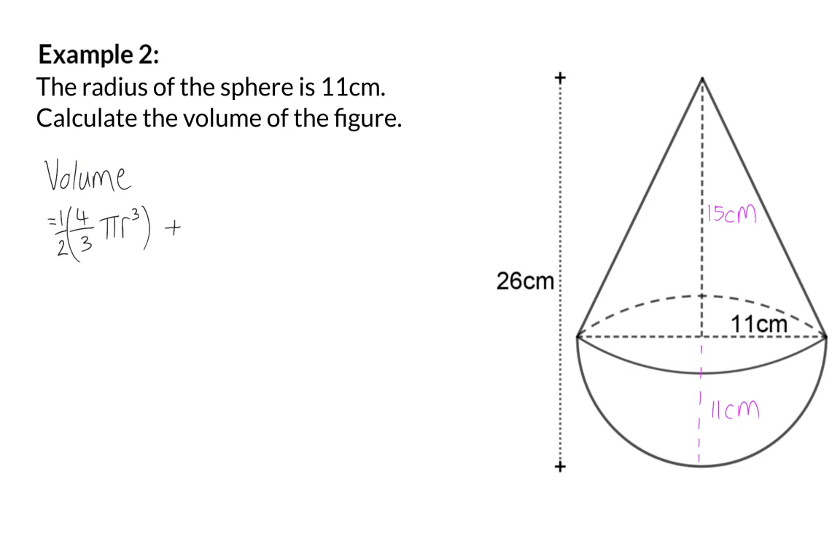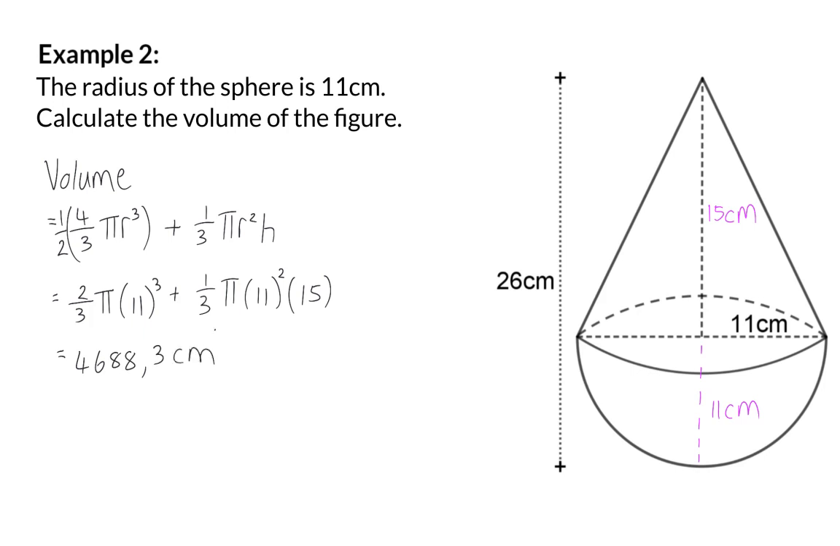And to this we add the volume of the cone, and the cone is a third pi r squared multiplied by the height of the cone. So here, simplified, we have 2/3 pi multiplied by the radius of 11 cubed plus a third pi, once again multiplied by the radius squared, multiplied by the height of this cone, which in lesson 1 we already determined to be 15.